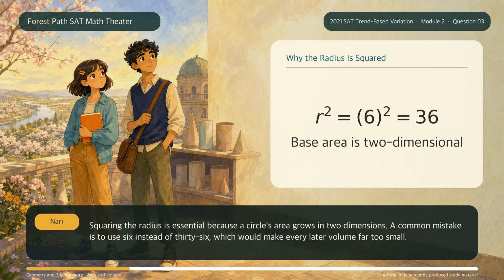Squaring the radius is essential because a circle's area grows in 2 dimensions. A common mistake is to use 6 instead of 36, which would make every later volume far too small.